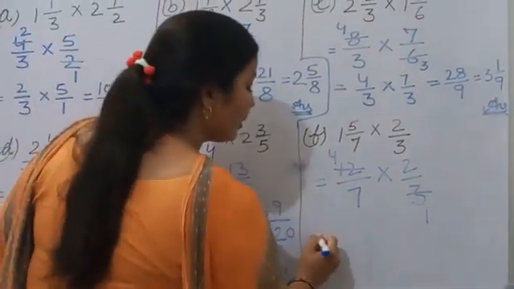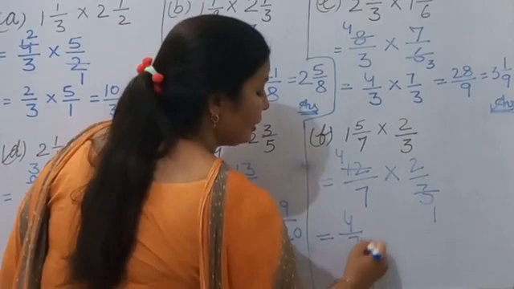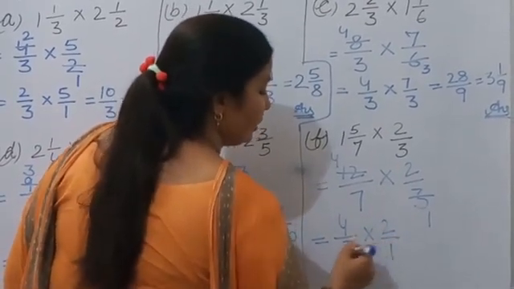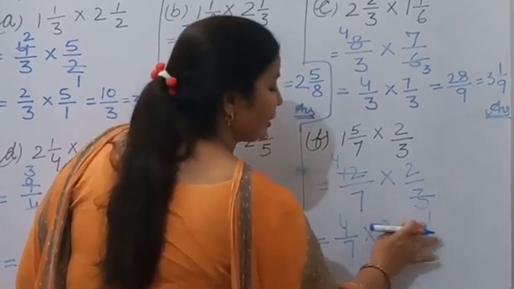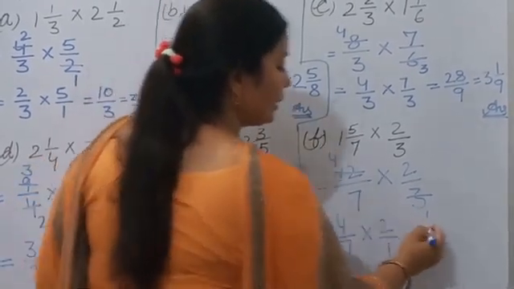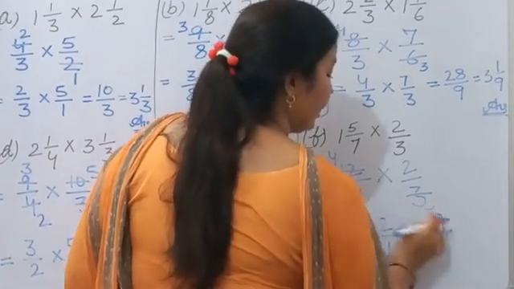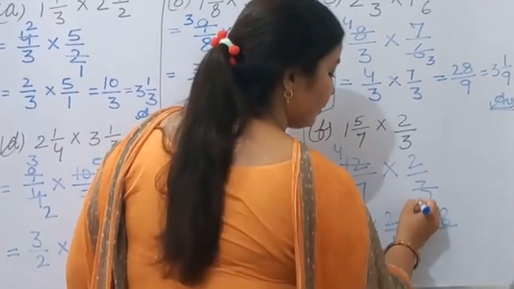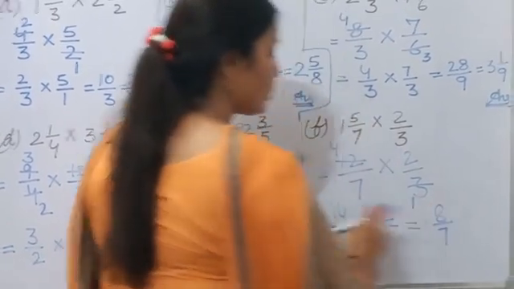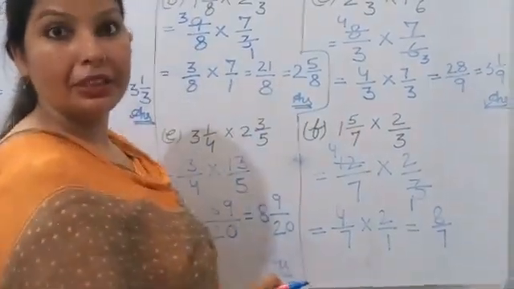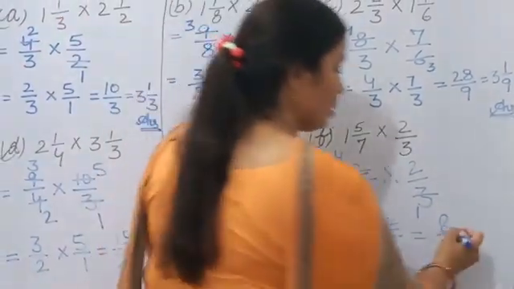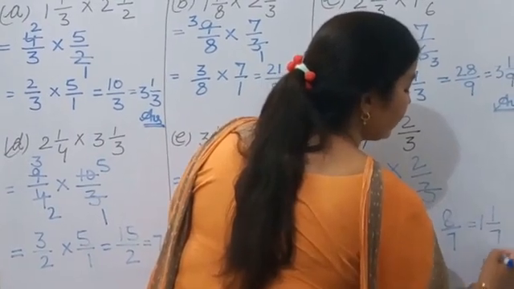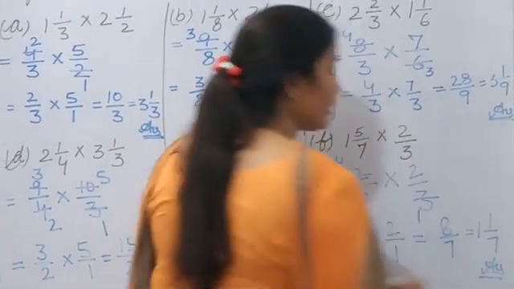Now from here we have 4 upon 7 multiply by, from here, 2 upon 1. Now numerator multiply by numerator. 4 2s are 8 and 7 ones are 7. Now 8 upon 7. It is an improper fraction, so we change it into mixed. So it comes 1 whole 1 upon 7. That's your answer. So like this you will do.